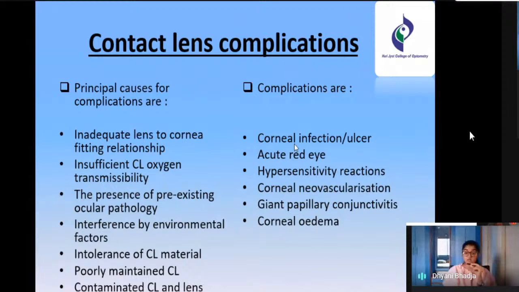Complications are corneal infections or ulcers, acute red eye, high sensitivity reactions, corneal neovascularization, giant papillary conjunctivitis, or corneal edema, which may occur if she does not take care and maintain the lenses properly.